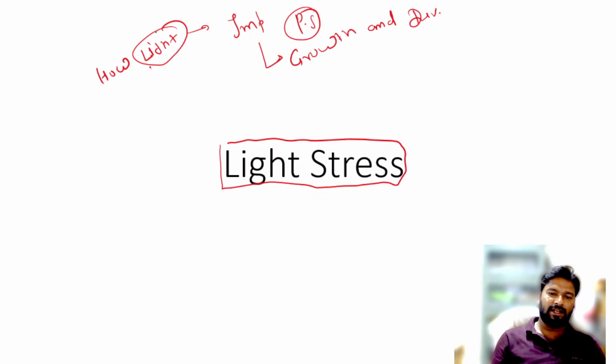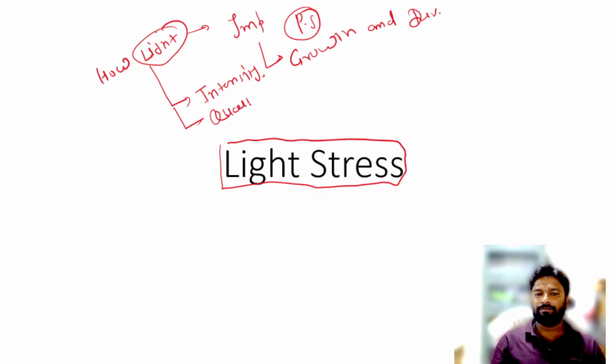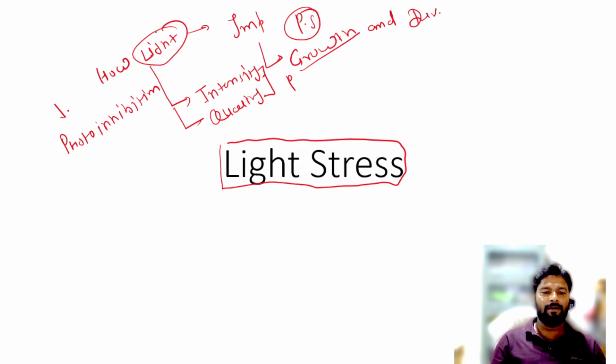Then we will discuss how different components of light, like light intensity and light quality, affect plant growth and development. Then we will discuss photoinhibition due to highlight.